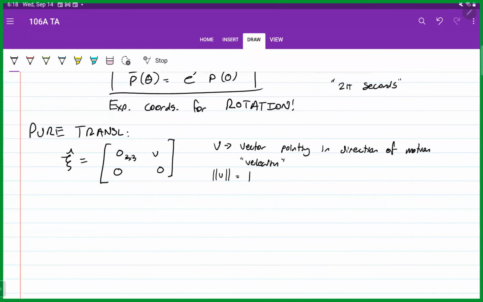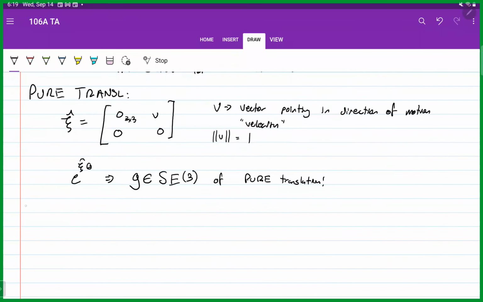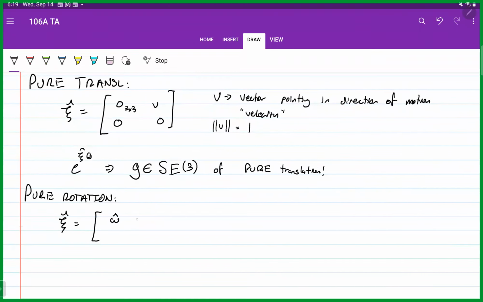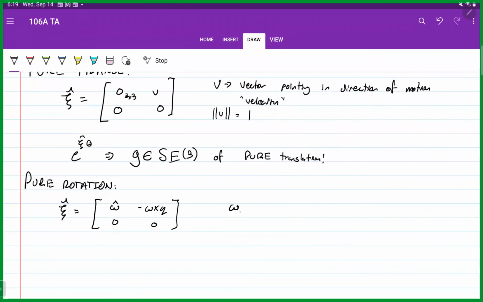Now we know that for this case, e to the xi hat times theta will give us a rigid body transformation, G in SE3, of pure translation. So just remember, whenever we have e to the xi hat something, that's giving us back one of these G matrices. Now for pure rotation, we had xi hat equals omega hat, negative omega cross q, and a 0 and a 0. Here, the magnitude of omega was equal to 1, and omega was the axis of rotation. So it was this angular velocity.